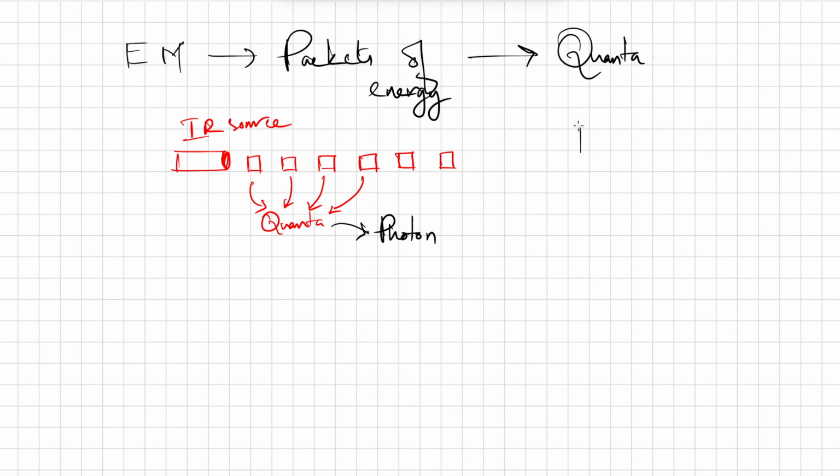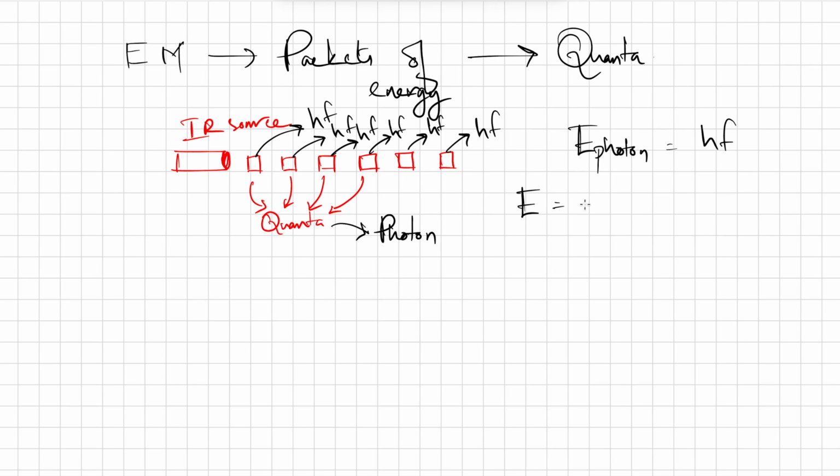So how do you find the energy of a photon? It's hf. That means this photon has an energy of hf, this photon has an energy of hf, and so on. So what's the total energy emitted by this IR source? We have 10 packets of energy, 10 photons. Each photon has energy hf. So the total energy emitted by this infrared source is 10 hf.